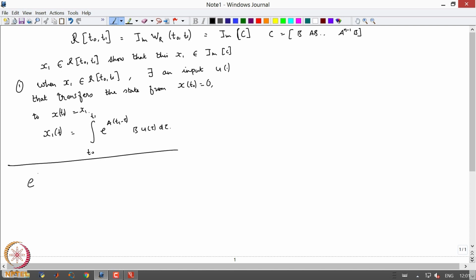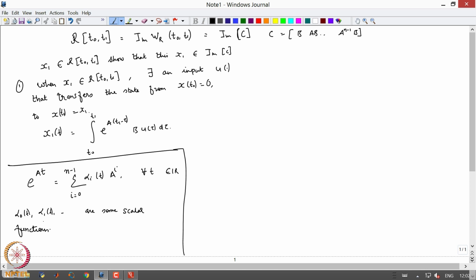So, if I compute e power At from the Cayley-Hamilton theorem, what I know is that I can write e power At as the sum of alpha i(t) A power i for all t in R, where alpha 0(t), alpha 1(t), etc. are some scalar functions. Okay, so there is a way to define this. I will skip this step, but it relates well to what we did in one of our earlier lectures, especially I think in week 3, where we were computing the state transition matrix, or where we were also discussing the Cayley-Hamilton theorem. Okay, so once I know this expansion of e power At, things become a little easier for me now.